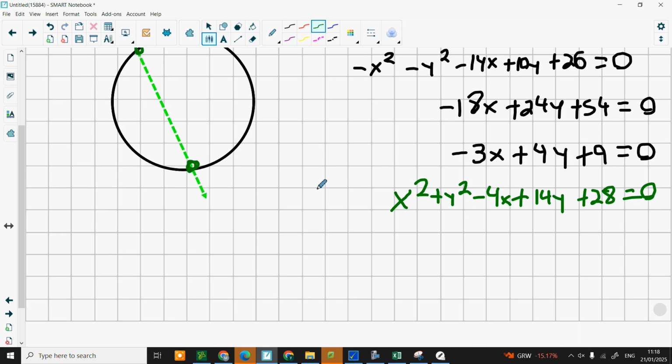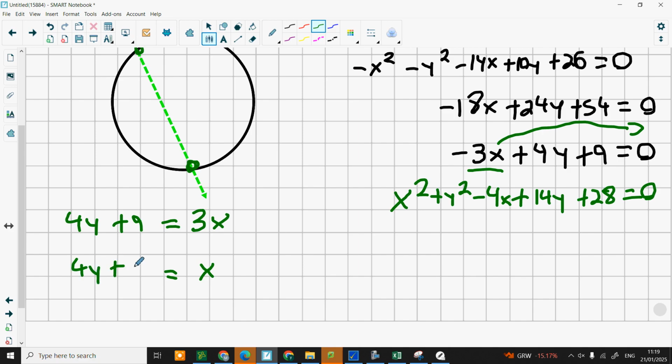We'll do another vote. How many people isolated x on its own? And how many people isolated y on its own? X wins, all right? So I'm going to bring the 3x to the other side. And I'm going to get 4y plus 9 equals 3x. So then what we're going to do then? x equals 4y plus 9 divided by 3. Is that all right?